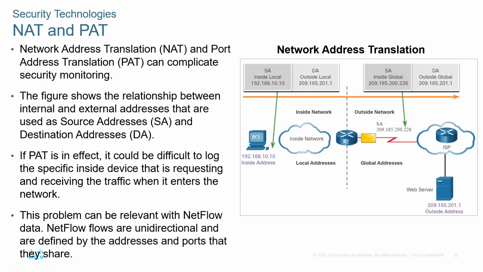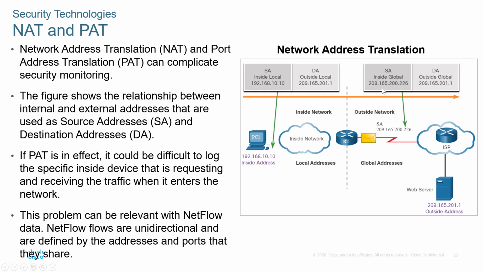You should be familiar with NAT and PAT. Again, NAT being network address translation, PAT being port address translation, and they can also complicate security monitoring. So this figure shows the relationship between this internal server that you see over here and this external address that's used over here. And then they have the source address that comes through here. On the source address over here, you're going to see it as 192.168.10.10 with the destination going out to 201.1. However, the moment it gets through this firewall, it now shows the outside IP address of this router coming in here and then going out to this side.